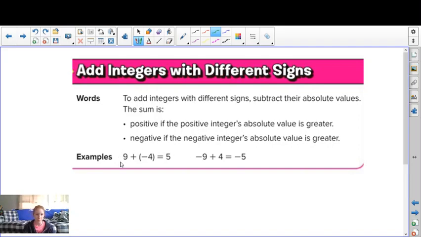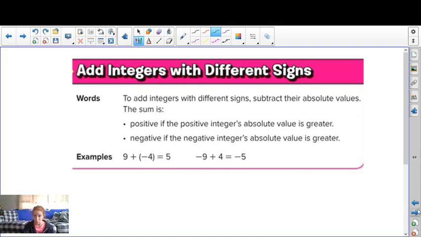So in this first example, I've got 9 and -4. 9 is bigger than -4, so my answer ends up being positive. In the second one, I have -9 and +4. -9 is way bigger than 4, so my answer ends up being negative.